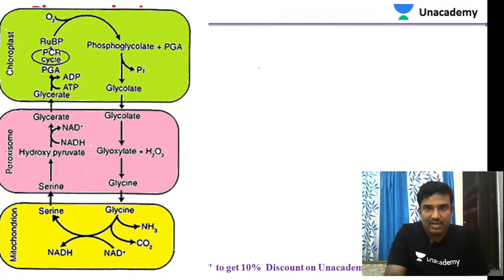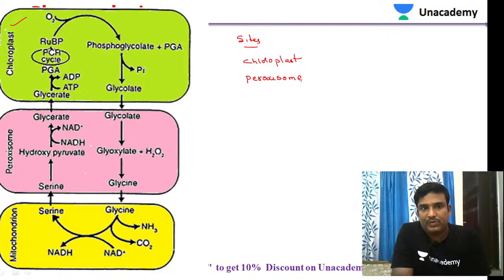Before that, let us see the cycle. What happens during the process of photorespiration? Photorespiration takes place at 3 locations, 3 sites. What are the 3 sites? You can see here, it takes place in the chloroplast, and it continues its cycle in peroxisomes and mitochondria. So photorespiration takes place in 3 organelles.